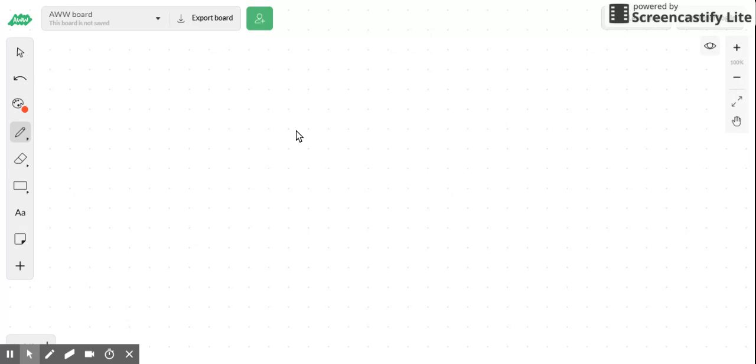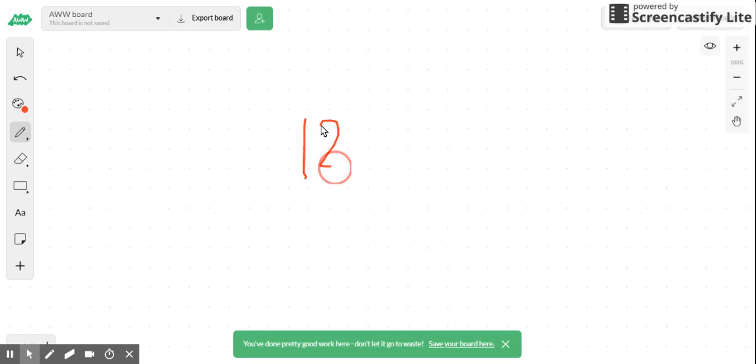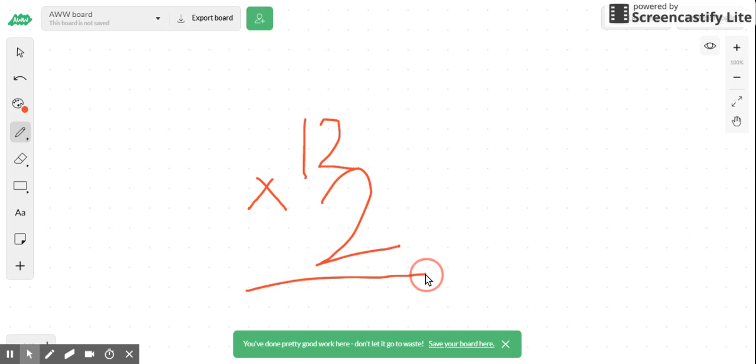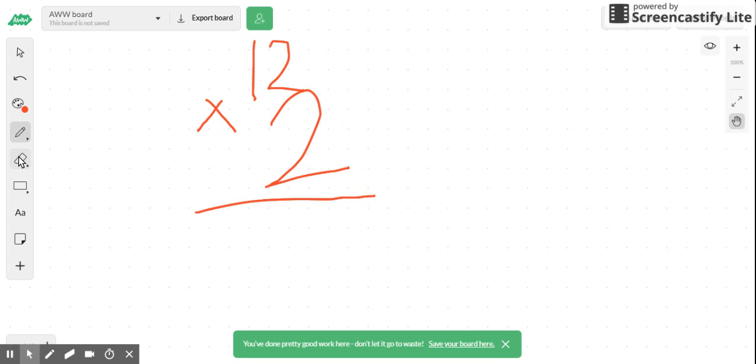Let's do 12 times 2. The first way to do this is to know your times table: 12 times 2 in the 2 times table or the 12 times table. Or, if you're not familiar with your times tables, you can do it in the array form and break it up part by part. So 12 times 2. Okay, so 2 times 2. See what I mean? Part by part.